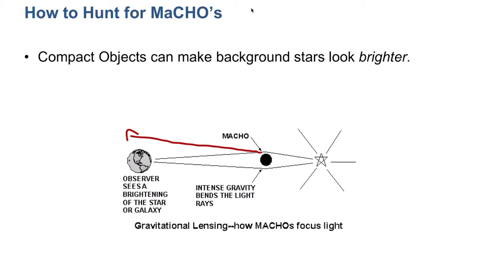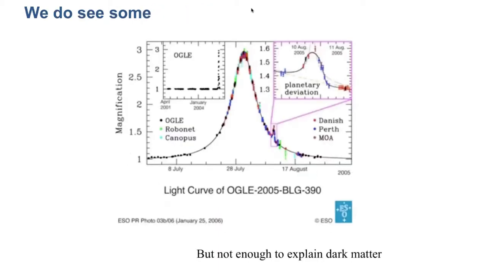So we can look for this. All we have to do is stare at a bunch of stars and look for them to get brighter. And sure enough, we see it happen. Here's an example of one of them from 2006, where you see the light curve at the top here. Let's take a look at what we're looking at. This inset here is the light curve. It means how bright the thing is as a function of time over several years.